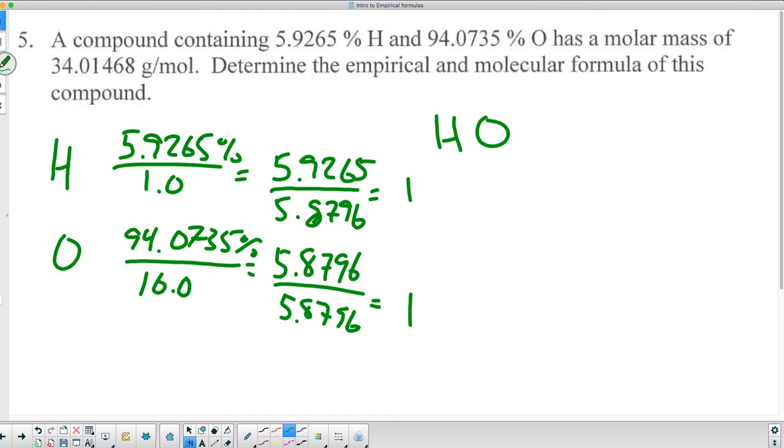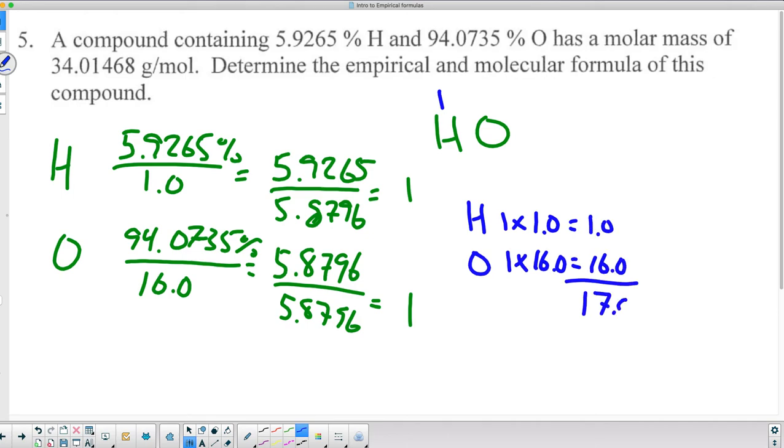Now, here's the step that I'm going to do in blue that goes to molecular formula. The difference between empirical formula and the molecular formula is simply the molar mass. So here I have 1 and 1 times 1.0 times 16.0. Like this, I get 1.0, and like this, I get 16.0. Well, sometimes I do this. This is grams per mole, okay?